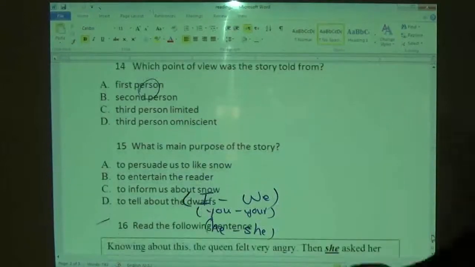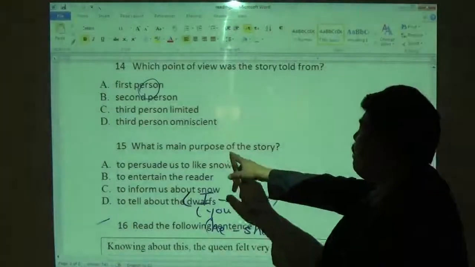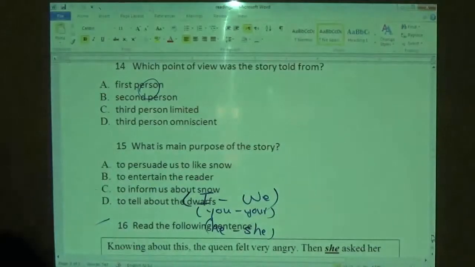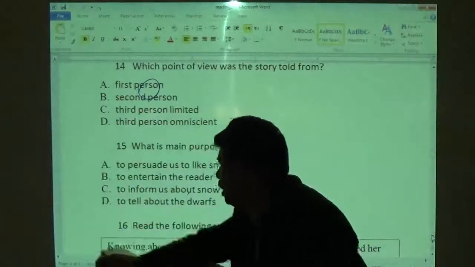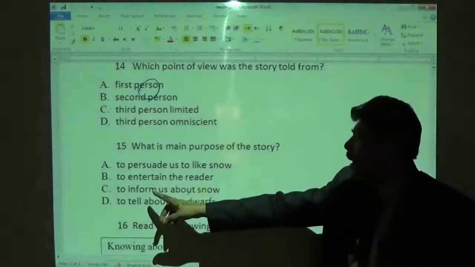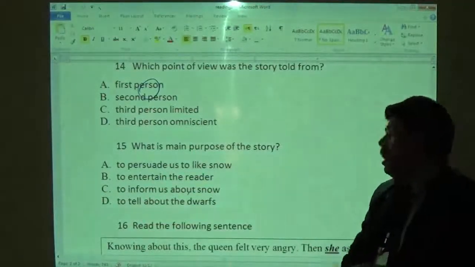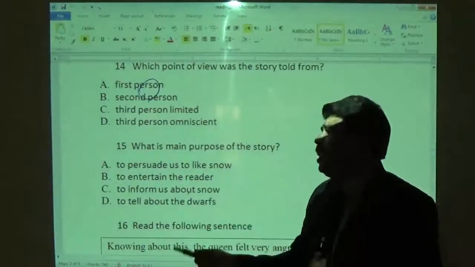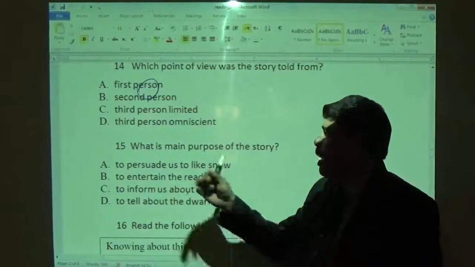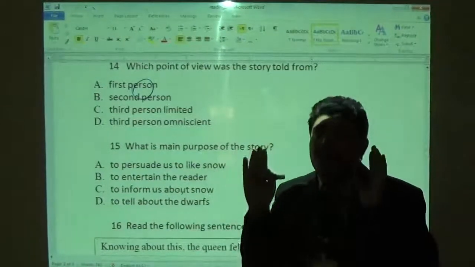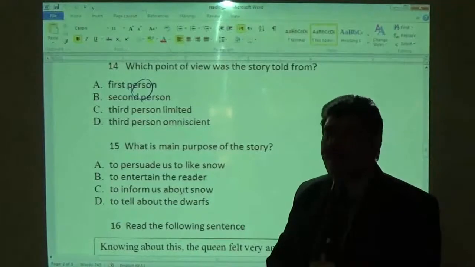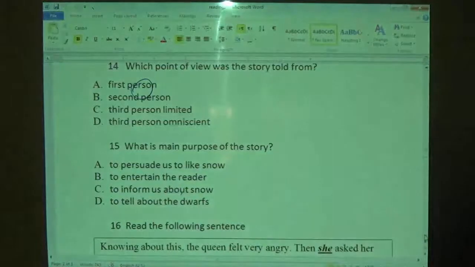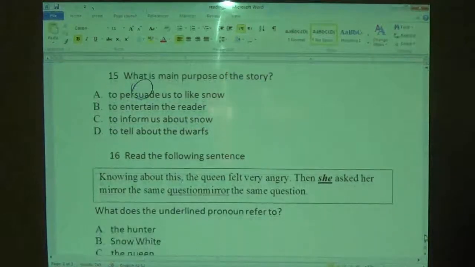Like this, what is the main purpose of the story? What is the main purpose of the story here? To persuade, to entertain, to inform, to tell about the dwarfs. We have stories are always there to give us pleasure, to entertain us. So when you have a question like this, think of the entertainment, the pleasure the story gives us, so it's to entertain the reader. Then we have a question like this, it's very important.